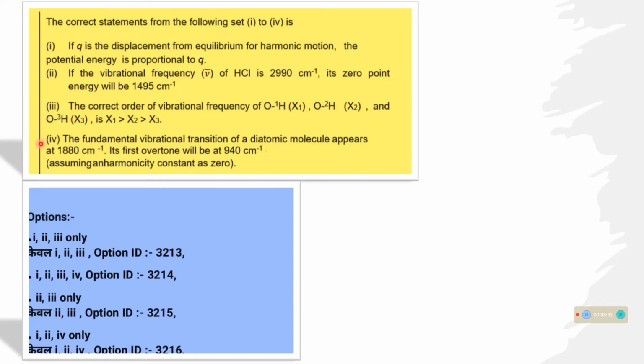Let's move to statement 4. So statement 4: the fundamental vibrational transition of a diatomic molecule appears at 1880 centimeter inverse. Its first overtone will be at 940 centimeter inverse. So to understand this statement, we have to learn some basic concepts about the harmonic oscillator and anharmonic oscillator models.